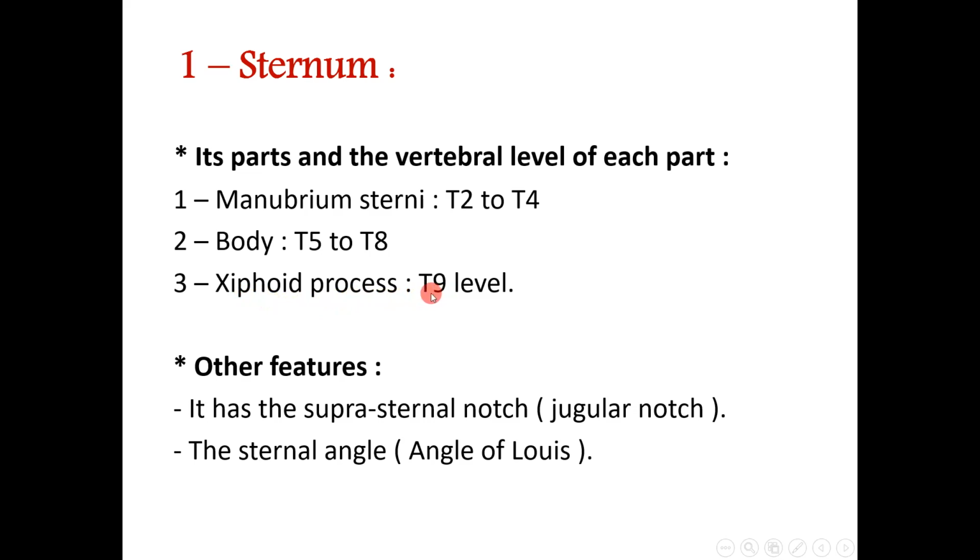The sternum, in addition to these three parts, has certain features. First of all, it has a notch which is called the suprasternal notch, at the upper border of the manubrium sterni, just like a small fossa حفرة صغيرة, which is also called the jugular notch. The second feature is the sternal angle, زاوية عظم القص, also called the angle of Lewis.